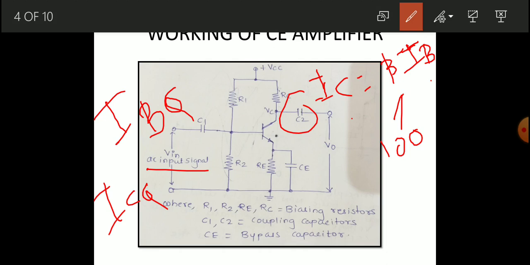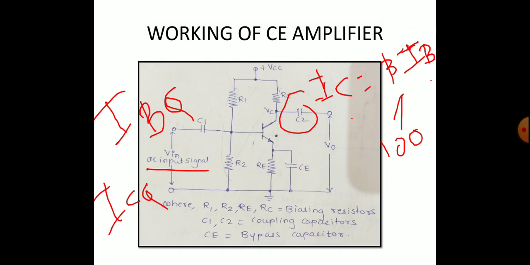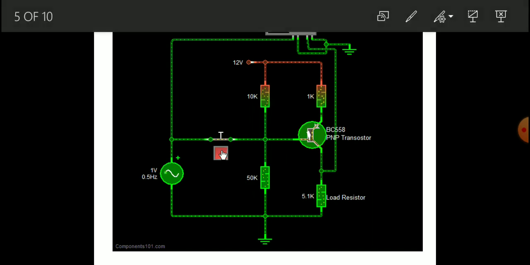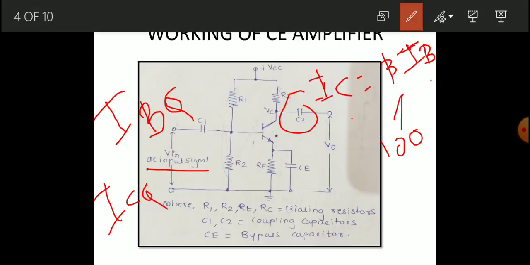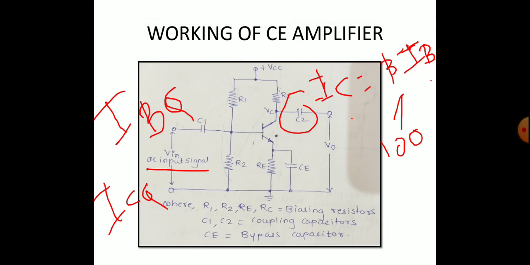The output voltage is much higher than the input signal. The output voltage will be 180-degree out of phase with the input. Thus we will get the amplified version. So whatever input we give, we get an amplified version of the input as the output.